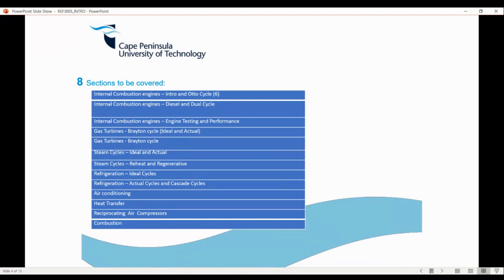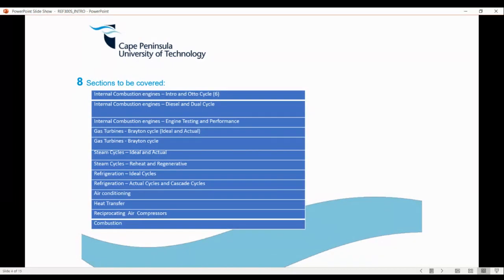Then we come to refrigeration. We're looking at the ideal and actual cycles, how it works, the vapor compression cycle in detail, and we also look at cascade cycles. That's basically two stages of refrigeration cycles on top of each other in cascade. We look at some air conditioning, and psychrometry. You'll be learning about humidity, your wet bulb, dry bulb. I'm not sure if you guys are aware of these concepts. We're looking at air conditioning and its mechanisms.